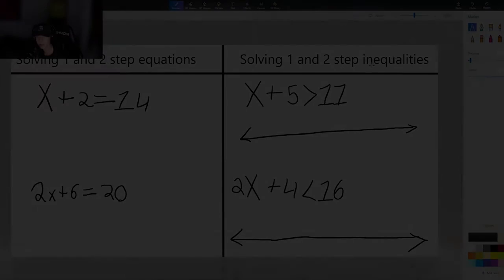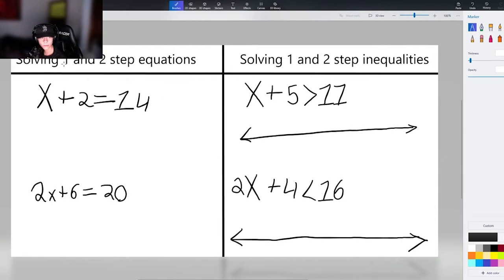So I'm going to be explaining to you how to solve one and two step equations and how to solve one and two step inequalities. So for one step equations, which is this one right here, your first step is going to be to get the variable, the x, by itself.